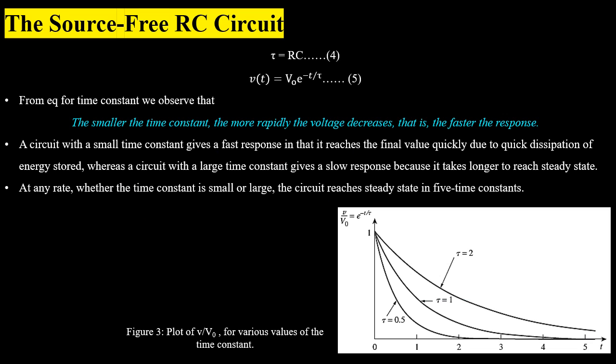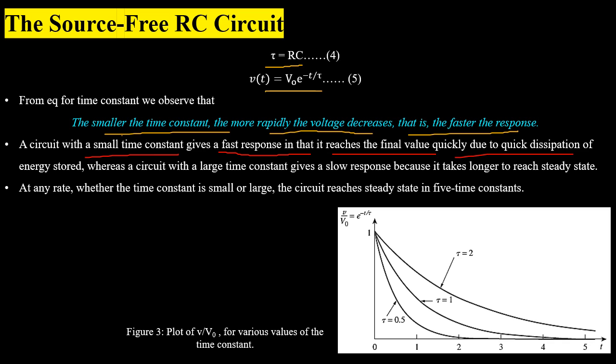Now we will summarize a few characteristics related to the value of the time constant. From equation 4 we know that for an RC circuit, tau is equal to RC, and from equation 5 we observe that the smaller the time constant, the more rapidly the voltage decreases and the response of the circuit is quite faster. Any circuit with a small time constant gives a fast response in that it reaches its final value very quickly due to quick dissipation of stored energy.